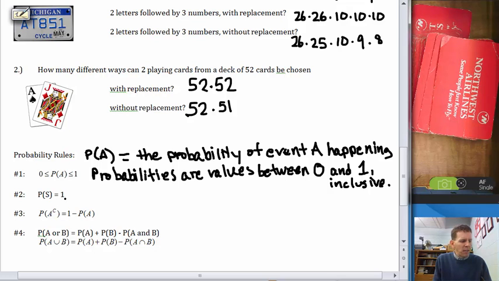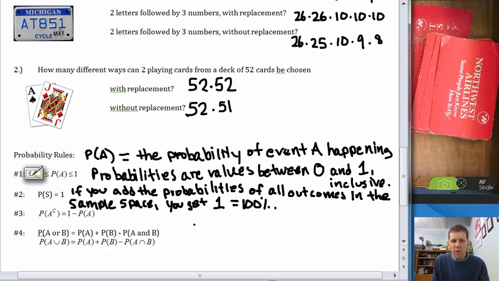The S in this problem stands for sample space. The probability of all the events in the sample space is equal to 1. So probabilities consist of everything that is in the sample space. So the probabilities of all the events in the sample space add up to 1 or 100%. Rule number 3. The probability of A, this little c stands for complement, is equal to 1 minus the probability of A. A complement is another way of saying not A. The probability of A not happening is 1 minus the probability of A happening.